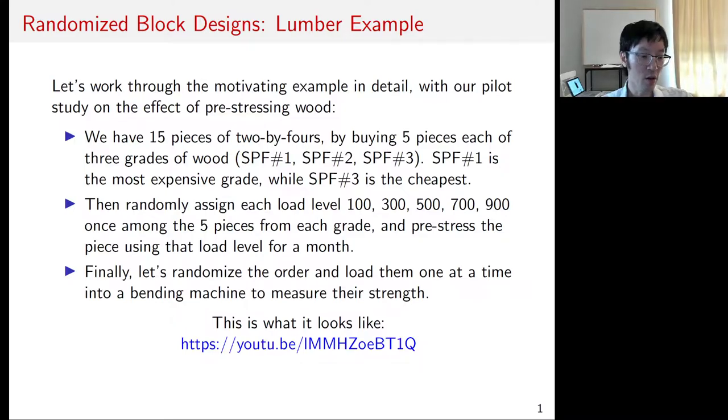And so the way we test and record the response measurements is to load into a bending machine at a lumber lab, and we're going to measure their strength. Okay, so at the bottom here is a YouTube link, so you can see what it looks like. Actually, it wouldn't hurt if we take a quick look together.